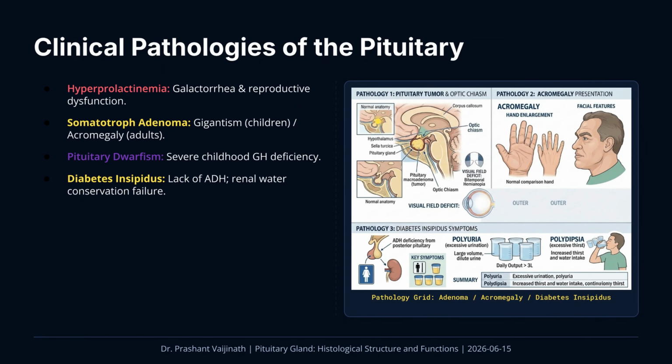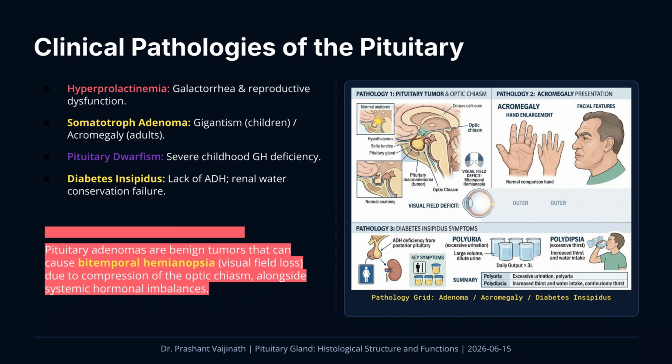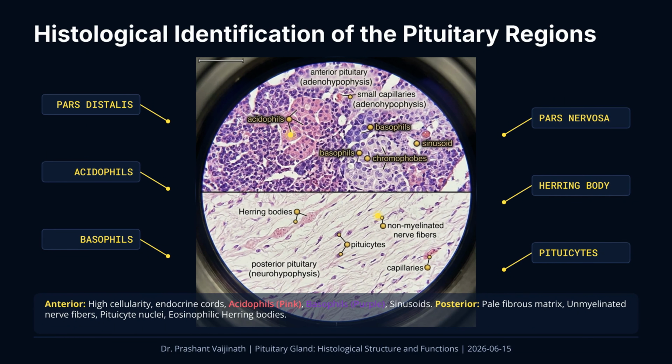Pituitary pathologies include hyperprolactinemia, often causing reproductive dysfunction. Somatotroph adenomas lead to gigantism or acromegaly. ADH deficiency results in diabetes insipidus, causing renal water conservation failure. Histological identification of the pituitary regions is key to understanding its function.